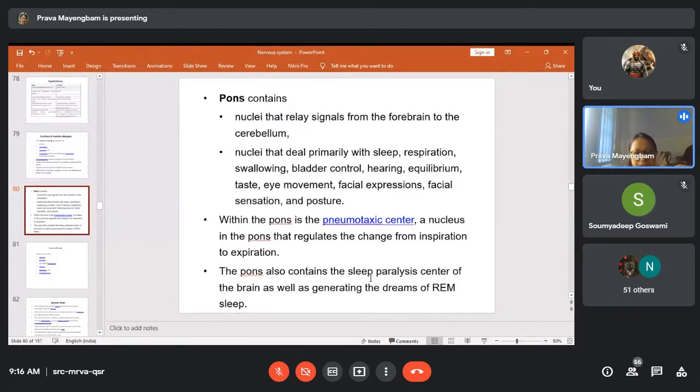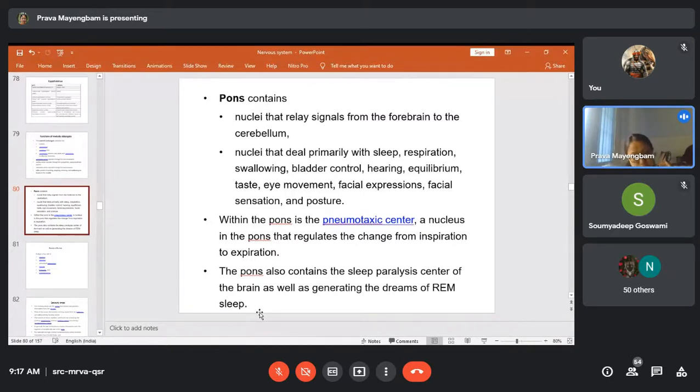The pons also contains the sleep paralysis center of the brain, as well as generating the dreams of rapid eye movement sleep. When we discuss sleep, what is this rapid eye movement sleep? What are the different types of sleep? We will discuss. There are two types of sleep, the activated sleep and deactivated sleep. In one type there will be rapid eye movement, in the other, rapid eye movement will be absent. We will discuss that when we discuss sleep.